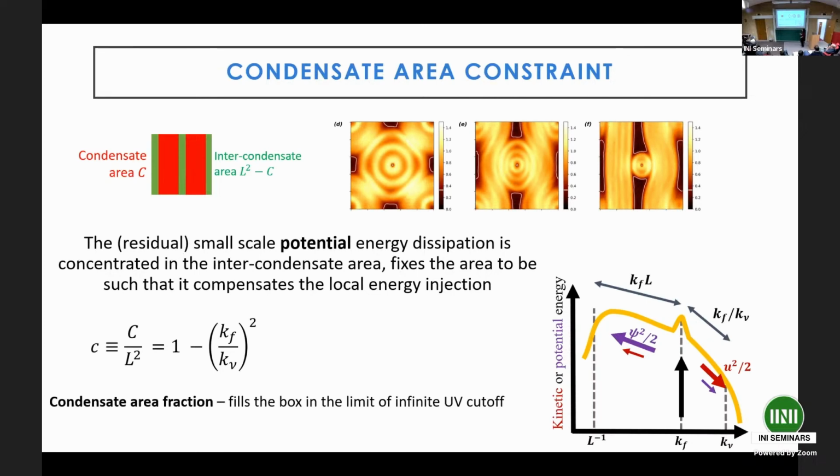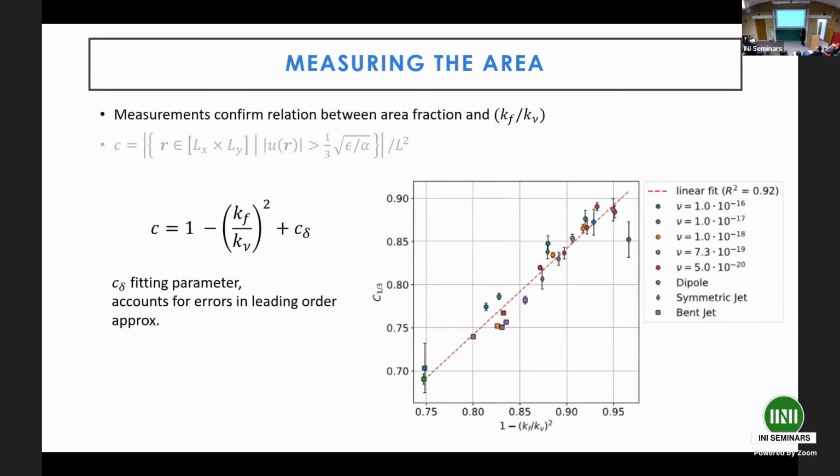And in particular, if I take this direct cascade range to be infinite, so I'm taking k nu basically to infinity compared to kf, then I see that my condensate should fill the entire box. And this is indeed the trend that you're seeing here, where for a smaller kf with fixed k nu, you see that the regions that are black are much smaller. Okay? Yes.